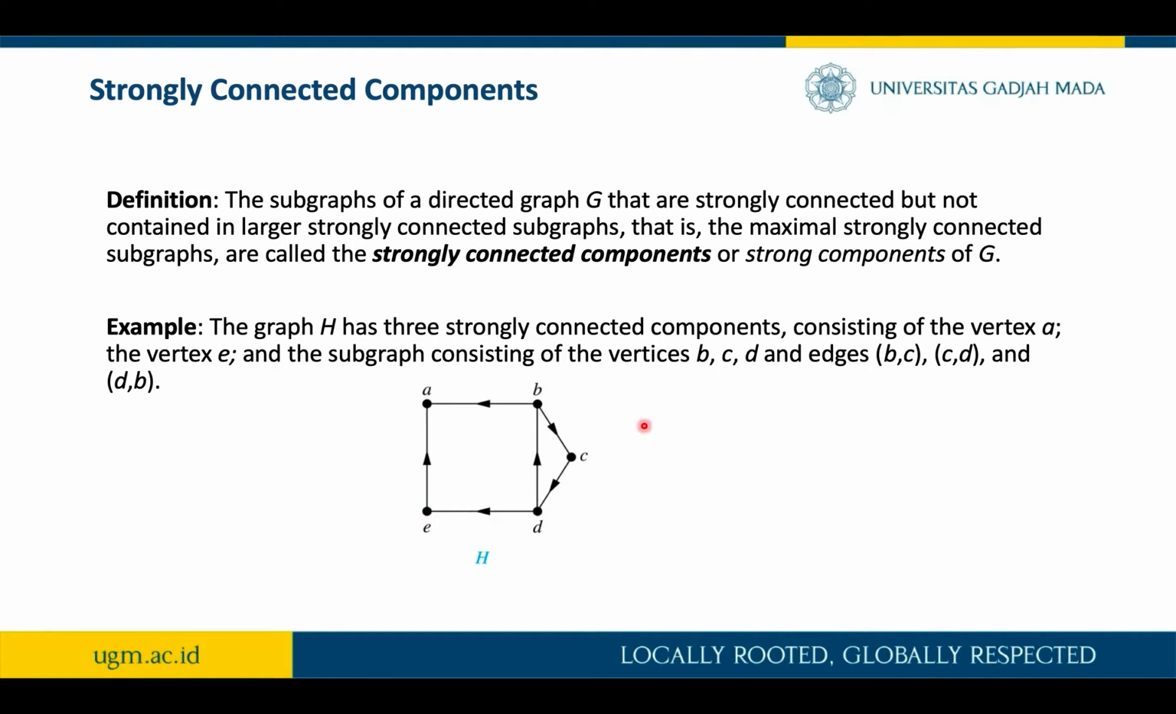So there are three strongly connected components in graph G here. The first one is vertex A, then vertex E, and then the subgraph consisting of the vertices B, C, and D.